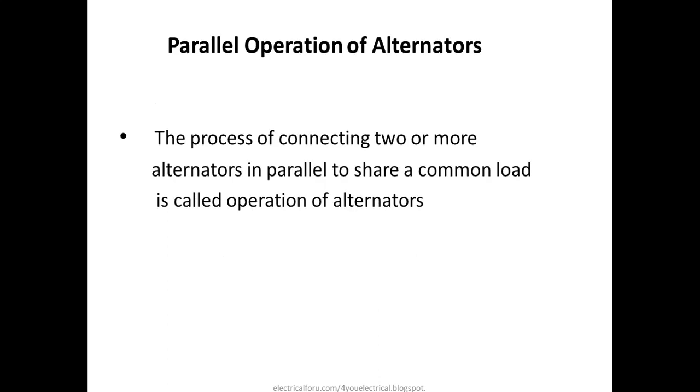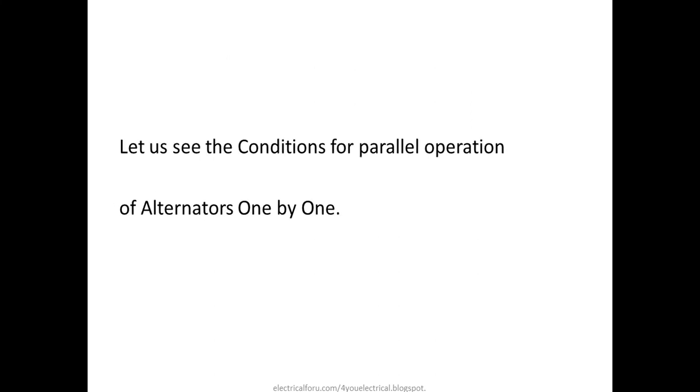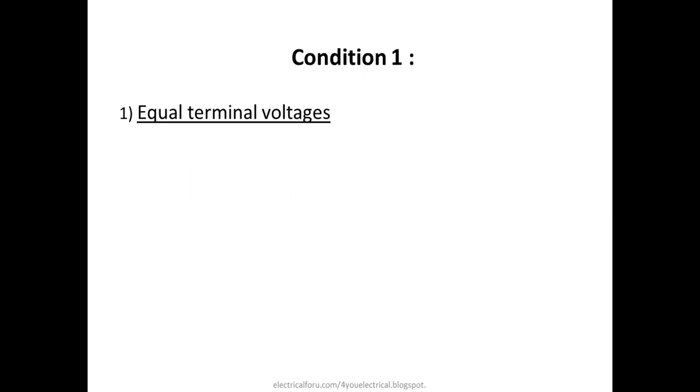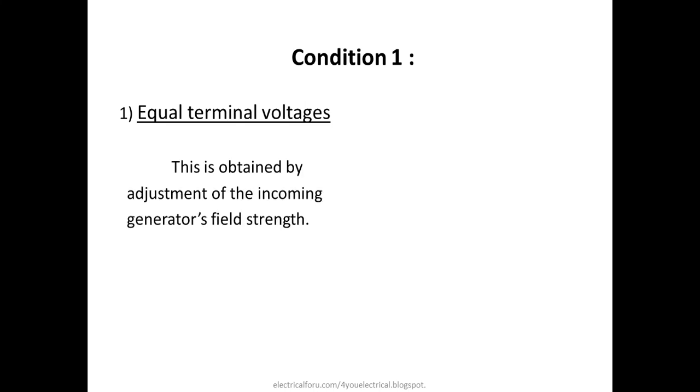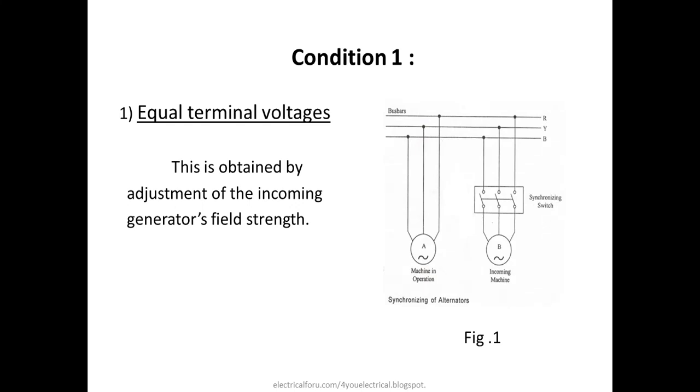The process of connecting two or more alternators in parallel to share a common load is called the parallel operation of the alternator. What are the conditions required for parallel operation? Condition number 1 is equal terminal voltage, which is obtained by adjusting the incoming generator's field strength. Here I'm showing the synchronization switch. There are different methods of synchronization: the three bright lamp method, the dark lamp method, and the synchroscope.